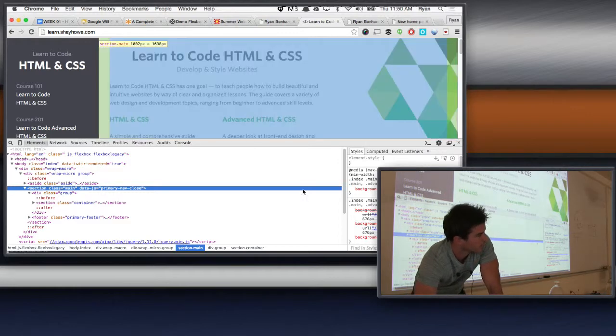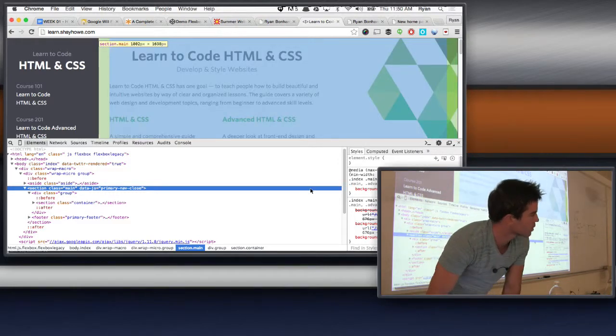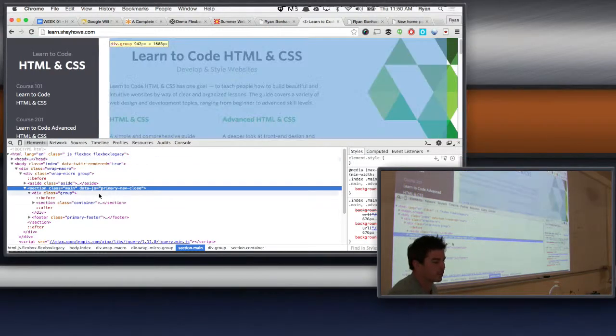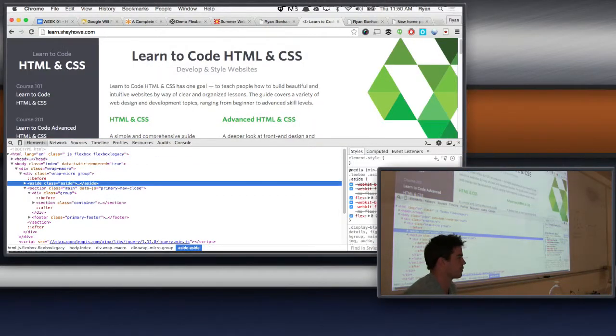So like the difference between the two: you use that flex basis if you want to set an explicit width, as he's done here. When you have flex, the first one is the grow, right? So he doesn't want it to grow at all, but he sets an explicit width right there, right?